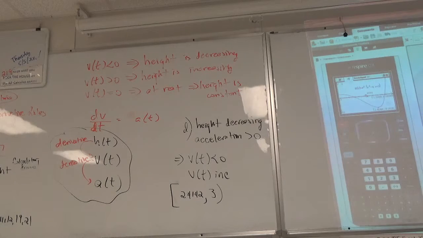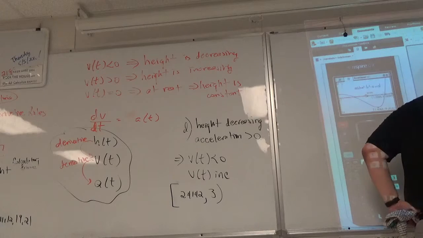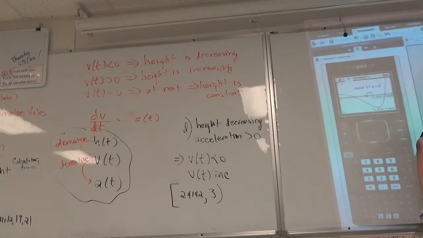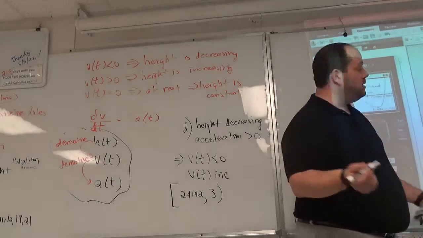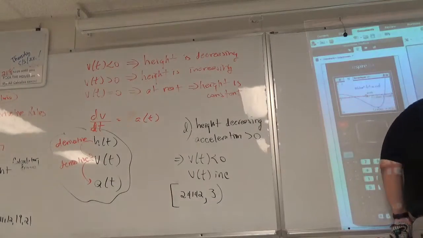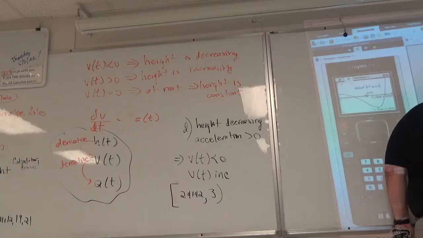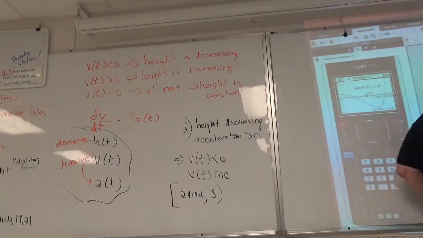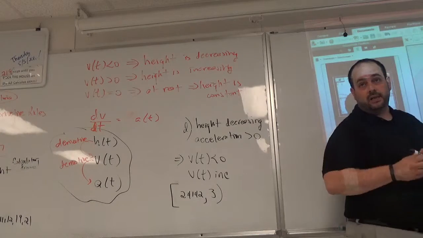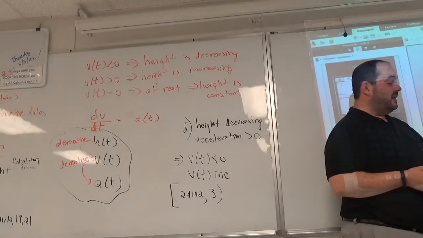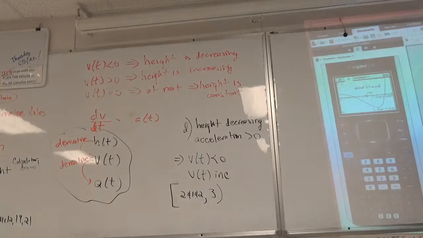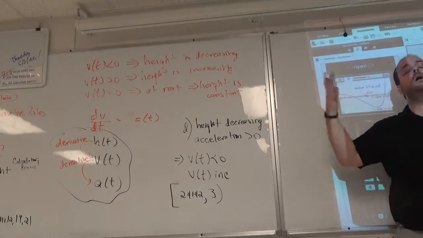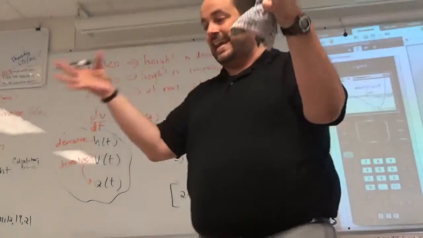All right, so if all is going well, here's the thing that I'm looking for in your sketch. When the velocity has a horizontal tangent line, your acceleration is going to have a root. On this interval here, the velocity is decreasing, so acceleration is negative. We're going to be below the x-axis. On this interval, the velocity is increasing, so acceleration is positive. Good. So you've got your sketch.